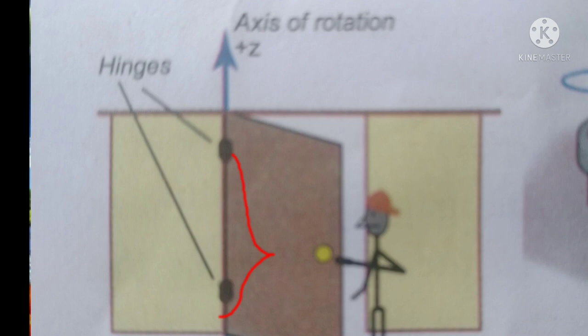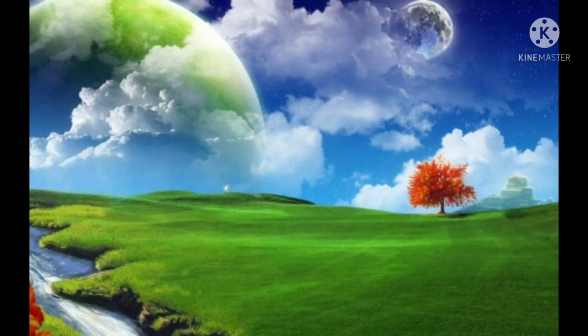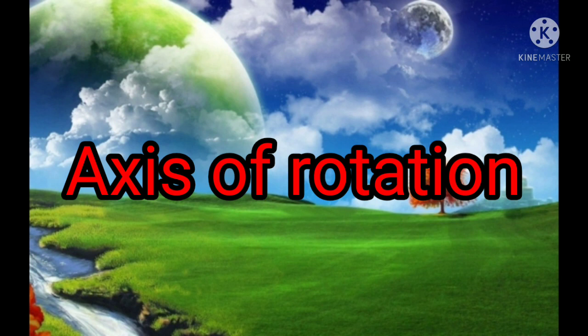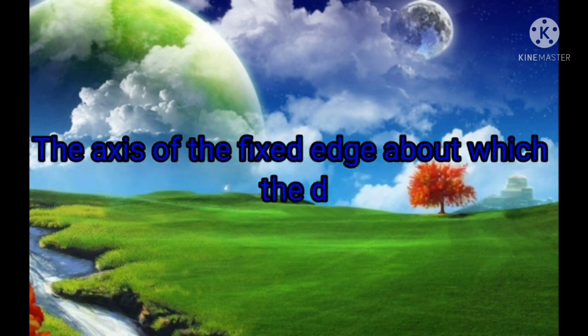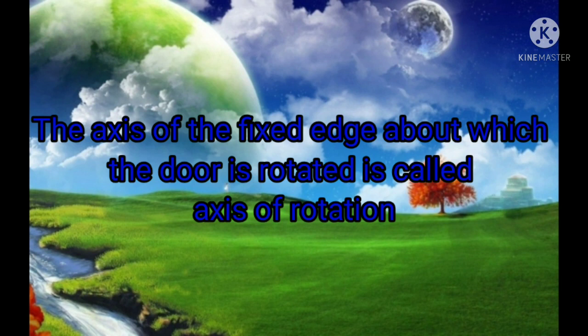So here the axis of the fixed edge about which the door is rotated is called the axis of rotation. Now we can learn the definition of axis of rotation. The axis of the fixed edge about which the door is rotated is called axis of rotation. What is the fixed edge in the door? The hinges. About the hinges the door is rotated, or the door is opened or closed.